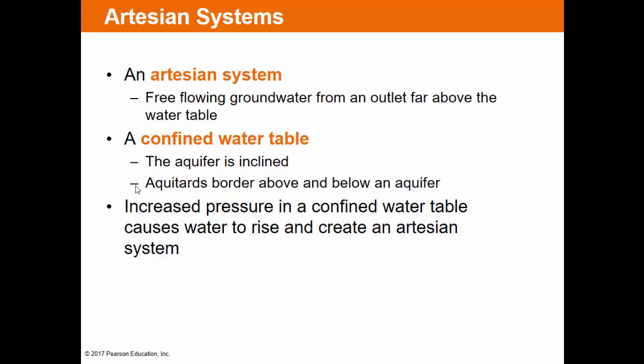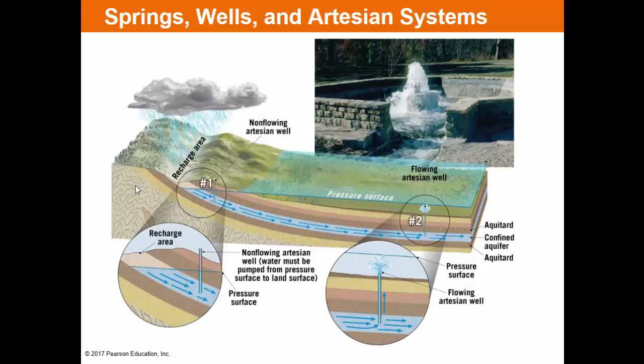The aquifer itself has to be inclined, and you have to have an aquitard above and below the aquifer to confine that aquifer. Because of the incline, water that flows into the upper levels of the aquifer, where it's exposed, creates pressure at the lower levels of the aquifer, and it's that pressure that pushes the water out as an artesian well. And here's a pretty typical view of an artesian well, and you can see that at number 1, where that well is at number 1, that's very close to a recharge area.